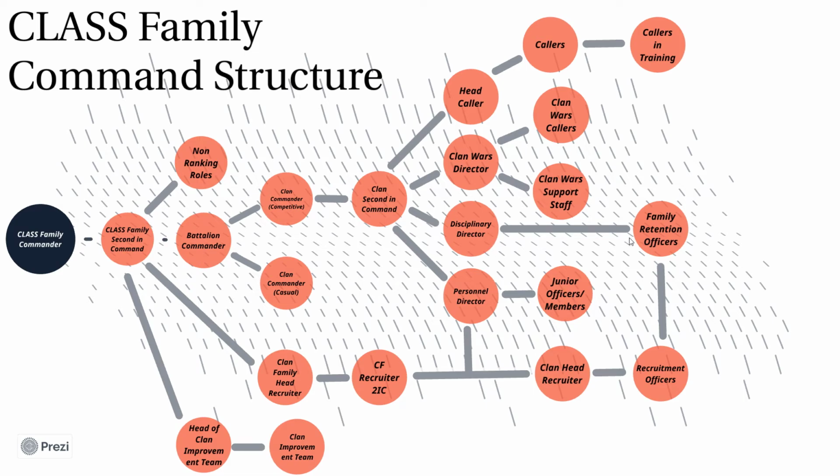Now here's where things get a little bit tricky. You can see kind of a circle going on here. So disciplinary works with family retention officers. This is a fairly new position. Previously, when the disciplinary director would kick people from the clan, we would just say, hey, when you're ready to come back, let us know. What the retention officer does is they actually reach out even further, trying to figure out, hey, if you're not going to be active, can we get you into a different clan?